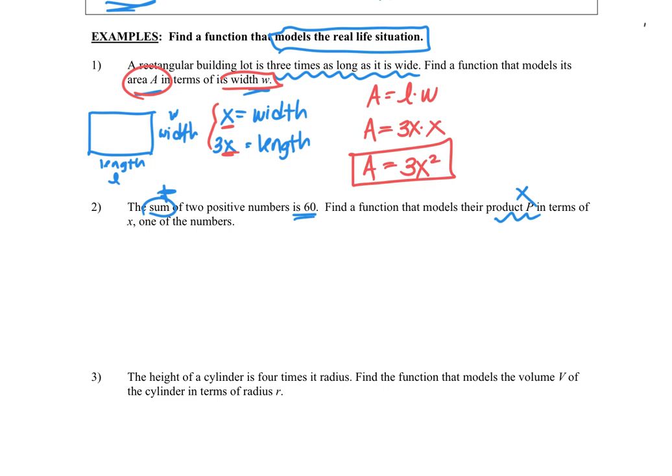So in this case, it's even a little bit different. They even say to you that x is one of my numbers. And so I'm going to say, okay, x equals one number, or maybe I'd write it as my first number or whatever. But how do I write my second number?